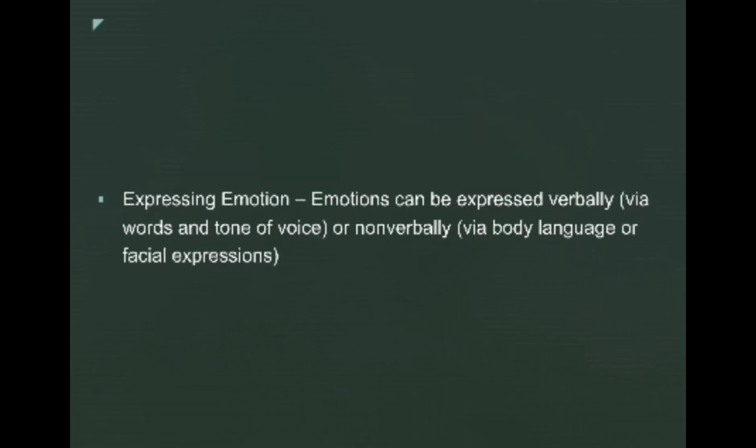Next is expressing emotion. Emotions can be expressed verbally through words or tone of voice, or non-verbally through body language or facial expressions. Say for example, you heard your boss call your name with a high tone of voice, and by just hearing that, you know your boss's emotions as he calls your name. Maybe he's angry because of something, and you can feel that through the tone of voice.